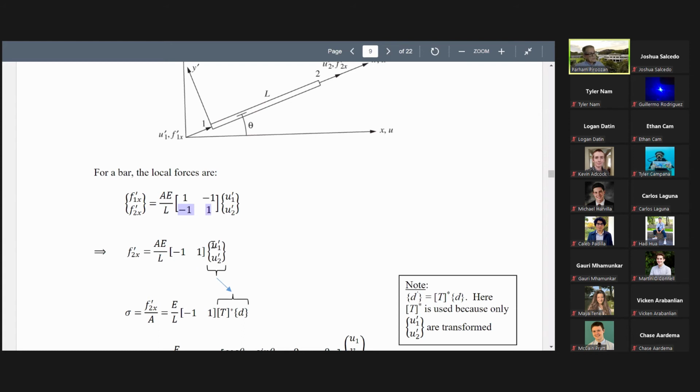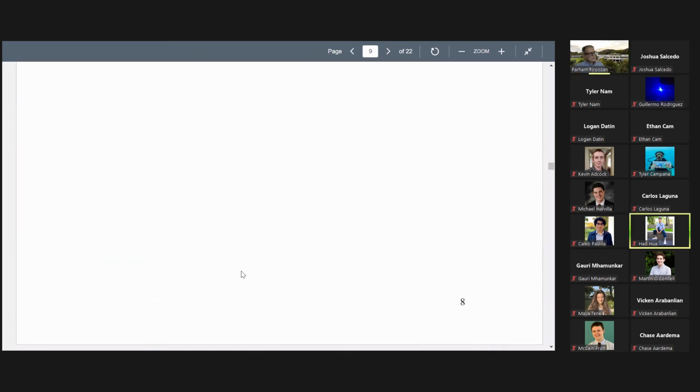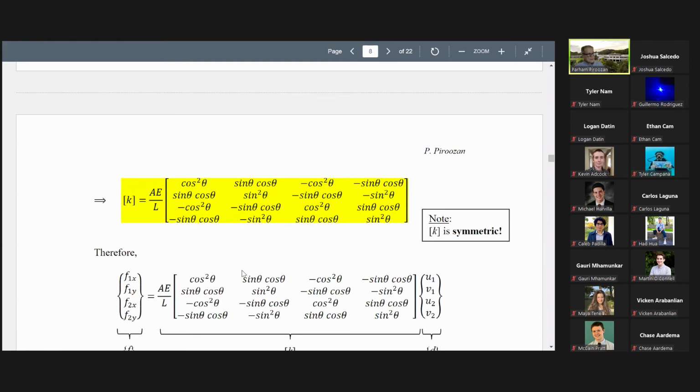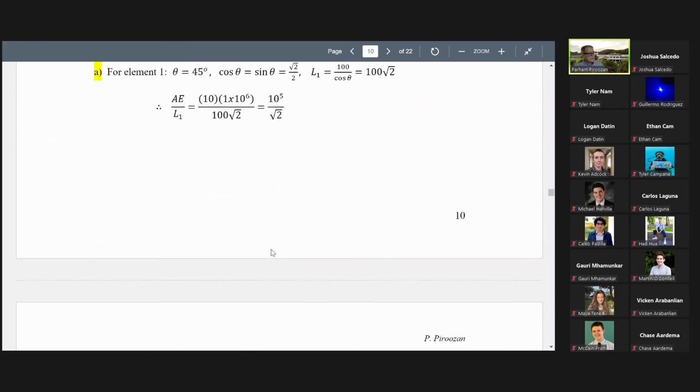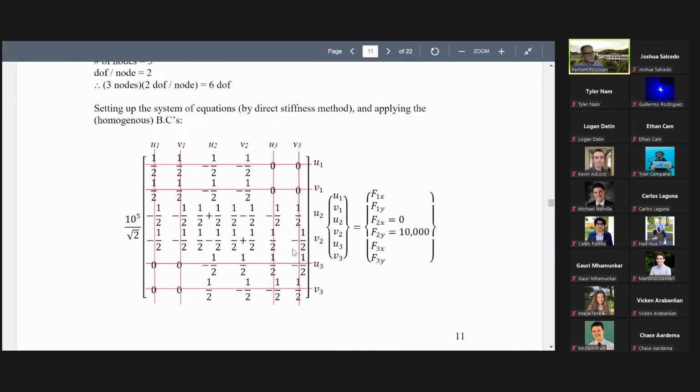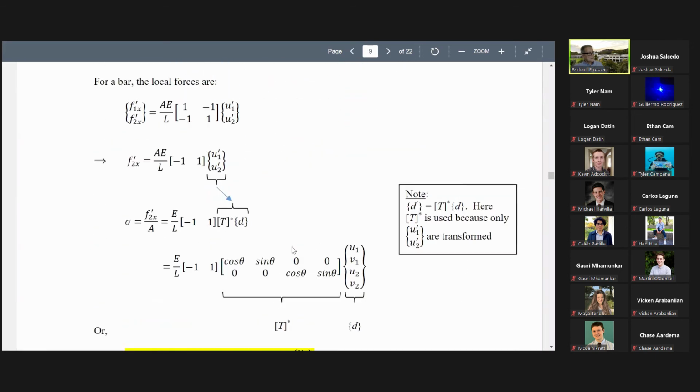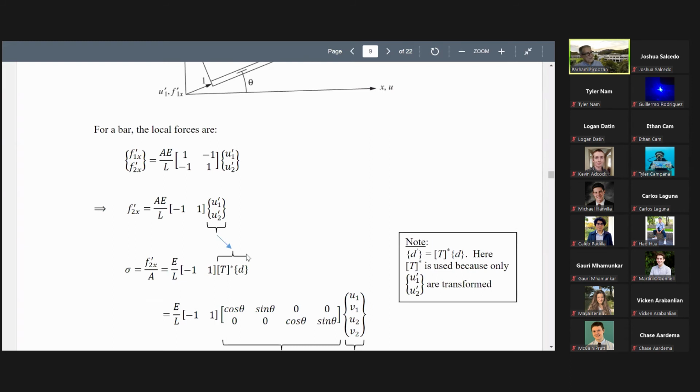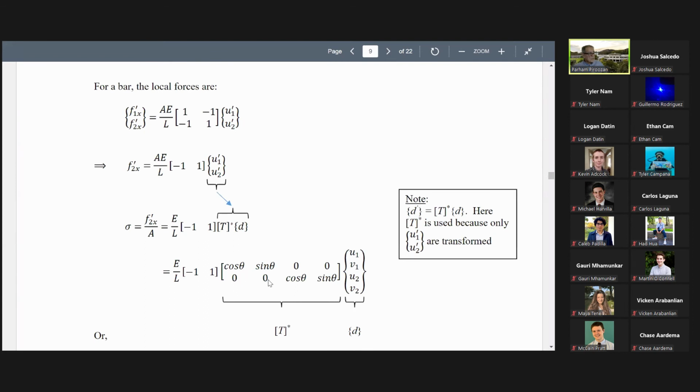These displacements are in what coordinate system, local or global? Anyone? Local. These are local. But the displacements that we found in this problem are in global. But this here is in local. Well, not a problem. We already know the transformation matrix. All we need is just to use this for U1 prime, U2 prime.